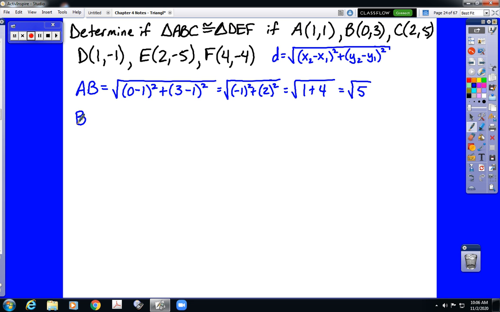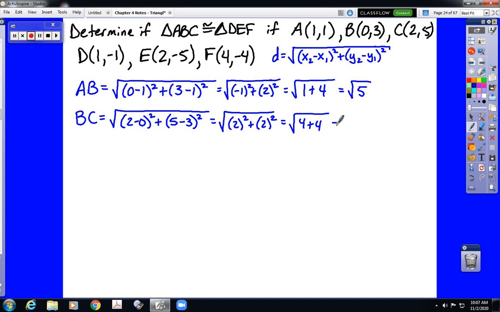We would then repeat this step with points B and C, which means x1, y1, x2, y2. So we would have 2 minus 0, quantity squared, plus 5 minus 3, quantity squared. That would be 2 squared plus 2 squared, or 4 plus 4, which is the square root of 8. And your calculator should reduce that to 2 root 2.